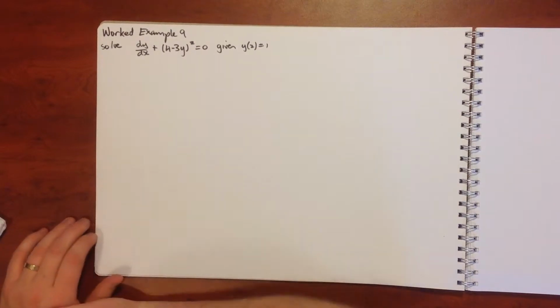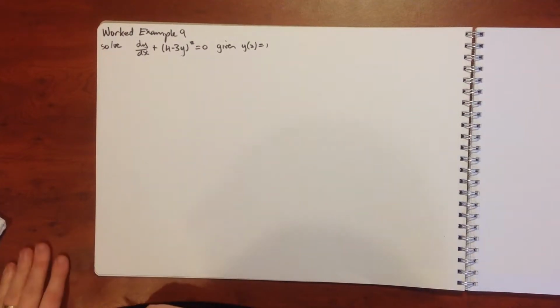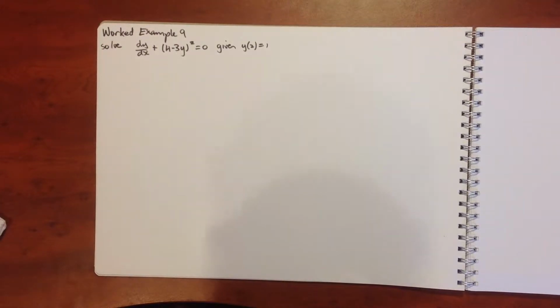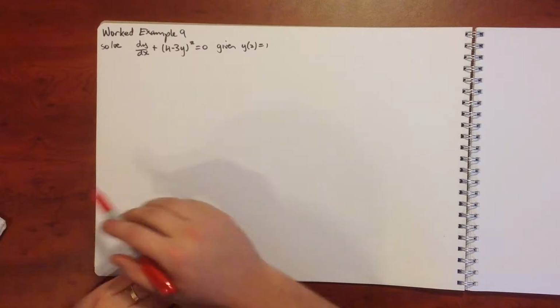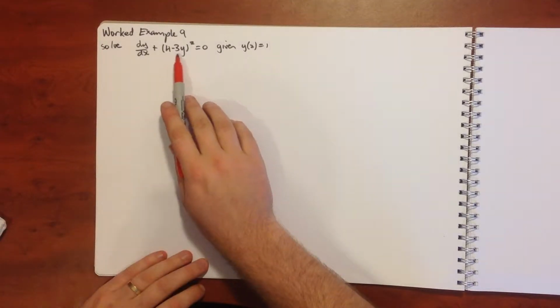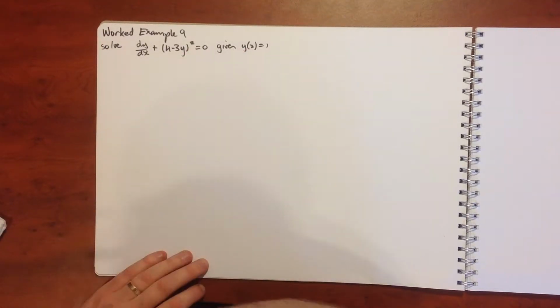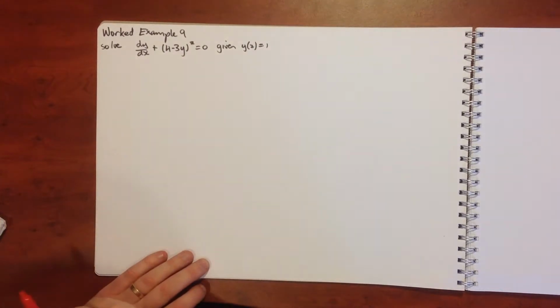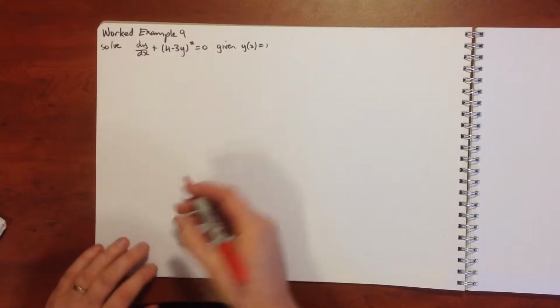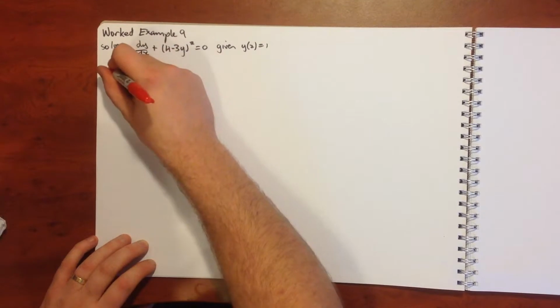There's nothing too technical with that worked example. We'll have a look over the page at worked example 9. We've got solve dy/dx plus 4 minus 3y squared equals 0, given that y of 2 equals 1. So this one's a little bit more challenging. We've got a few more steps in this one.